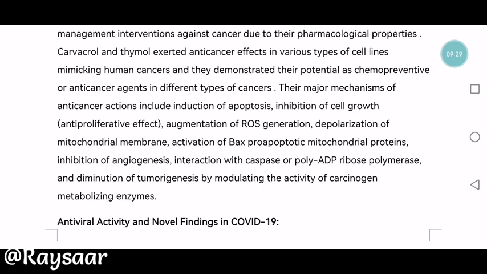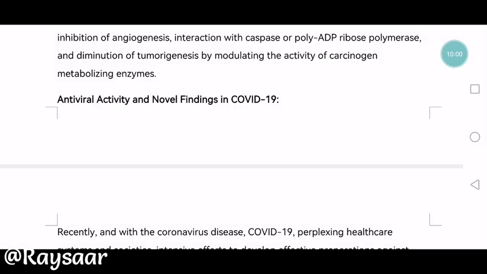Their major mechanisms of anti-cancer action include induction of apoptosis, inhibition of cell growth, augmentation of ROS generation, depolarization of mitochondrial membrane, activation of proteins, inhibition of angiogenesis, interaction with polymerase, and diminution of tumorigenesis by modulating the activity of carcinogen metabolizing enzymes.